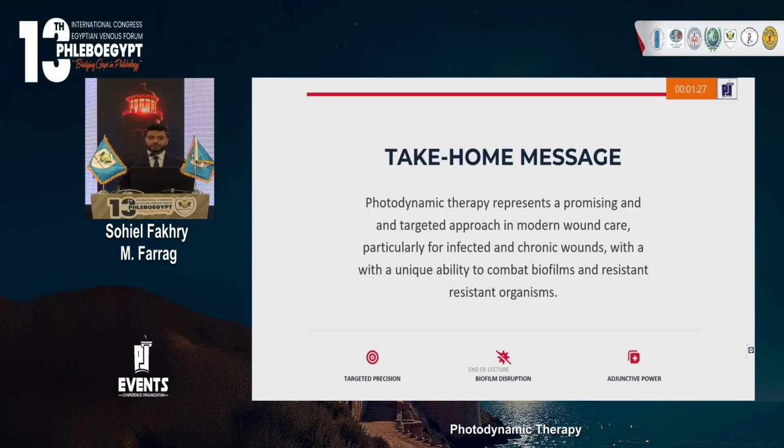So the take-home message of my presentation today is that photodynamic therapy represents a promising and a targeted approach in modern wound care, particularly for the infected and the chronic wounds, with a unique ability to combat the biofilm and the resistant strains of organisms.